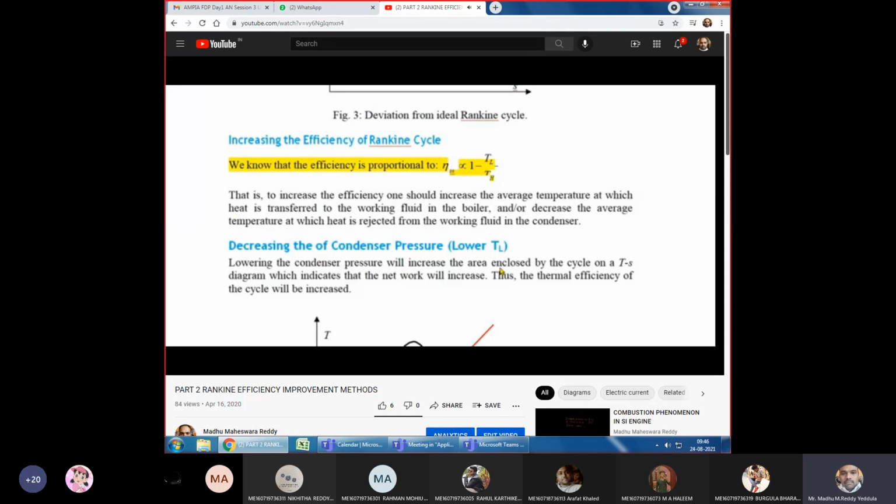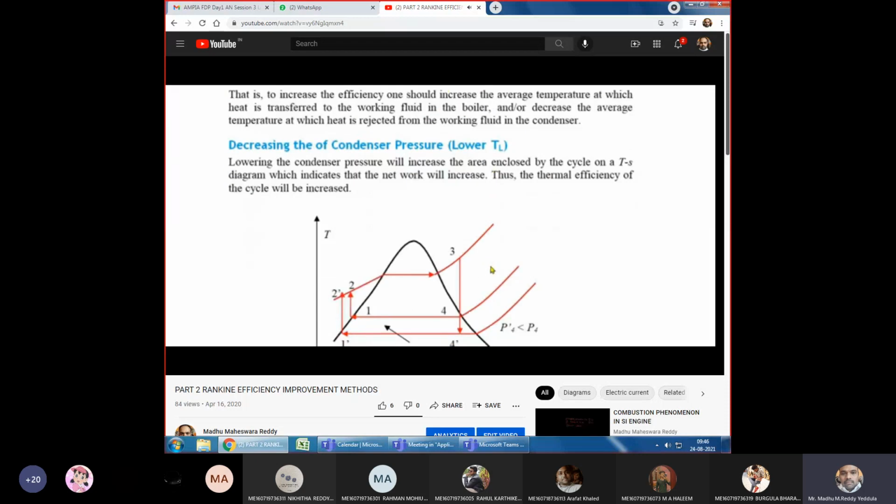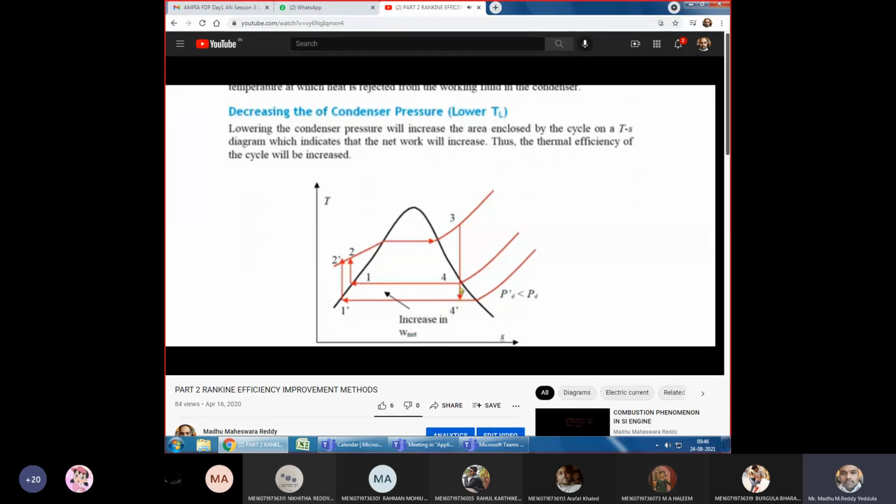As we know, by decreasing the condenser pressure, the steam can be expanded more in the turbine. Now you can see 3 to 4 is the normal expansion, and if you decrease the condenser pressure, the expansion will continue till 3 to 4 dash. The pressure P4 is greater than P4 dash, because these lines are constant pressure lines. So by decreasing the condenser pressure, the expansion continues till 3 to 4 dash.